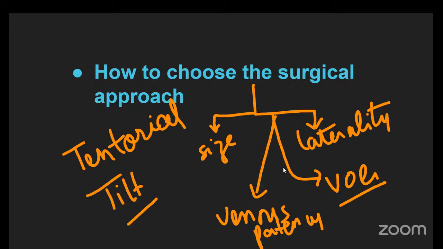So that is tentorial tilt. If the tilt is really high, we are going to discuss it separately if it does not make sense right now. But if the tilt is really, really high, you cannot successfully do the occipital transtentorial approach. And lambdoid torcular inversion.